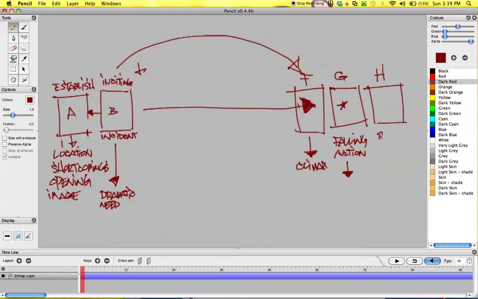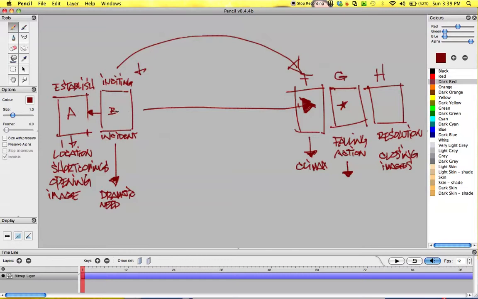And then your H here is the resolution. This is where everything has either been solved and everything's back to normal. Again, in some films you can take the opening image and use it as the closing image, and they could match. Again, these are just examples of situations that can happen. These are not hard and fast rules. These are just suggestions.